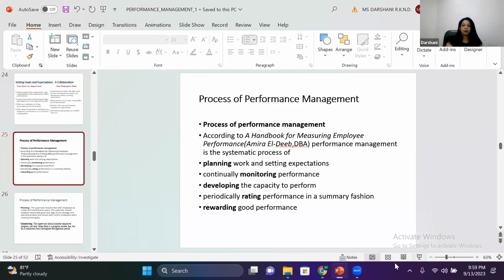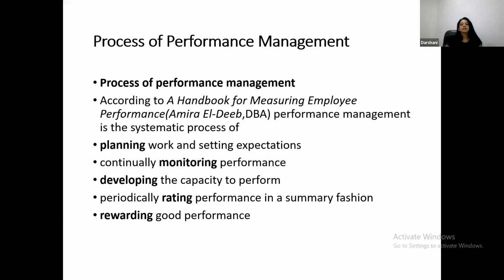Okay, now we are moving to the process of performance management, right? So you could see, I'm repeating you again, I'm not giving you loads of notes and to make you more difficult in your examinations to study loads of things.